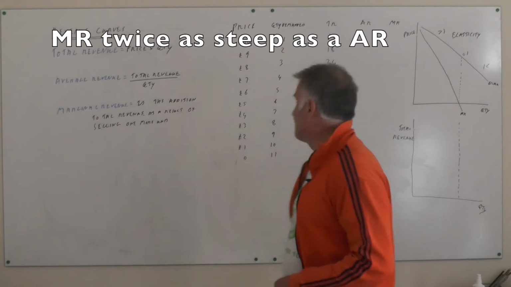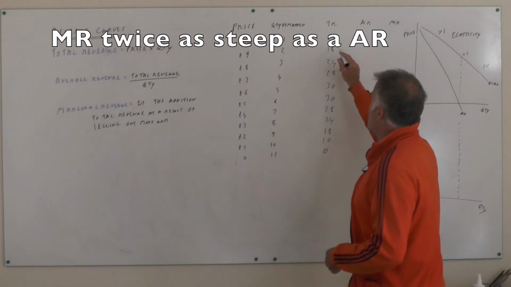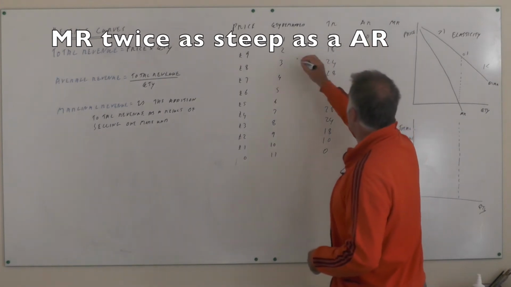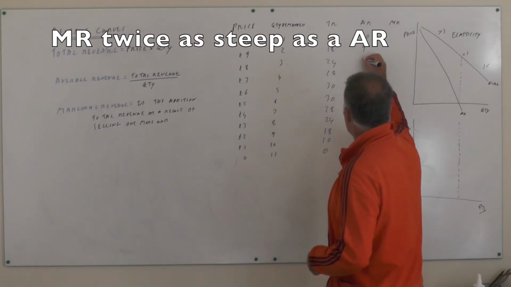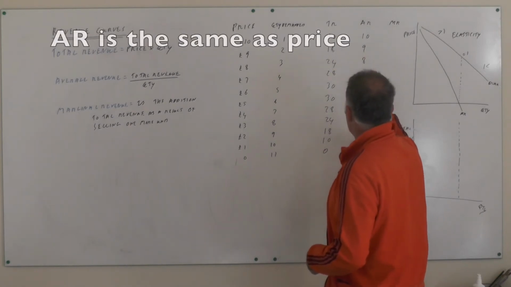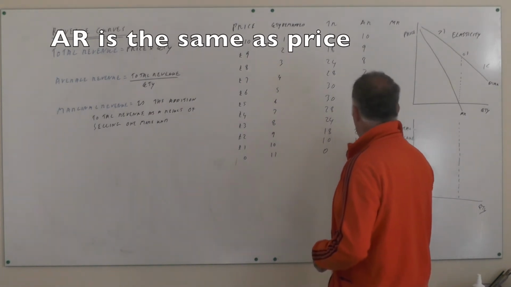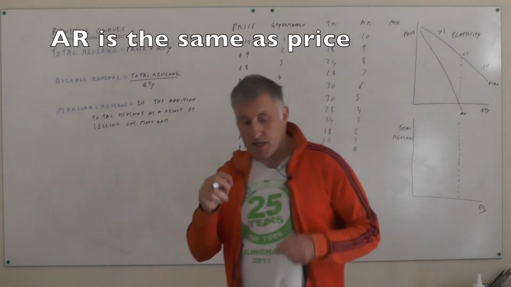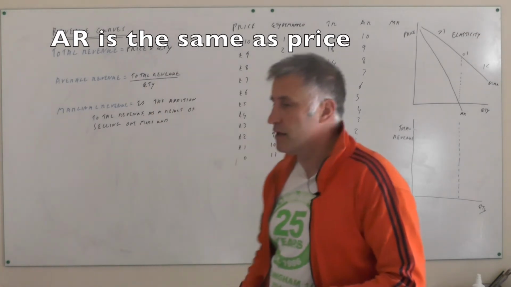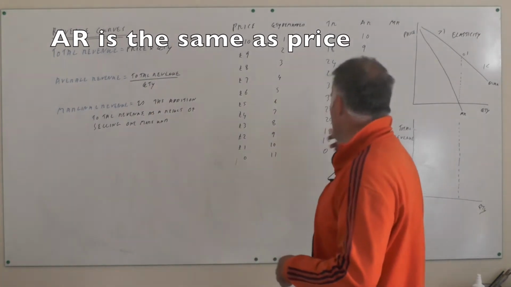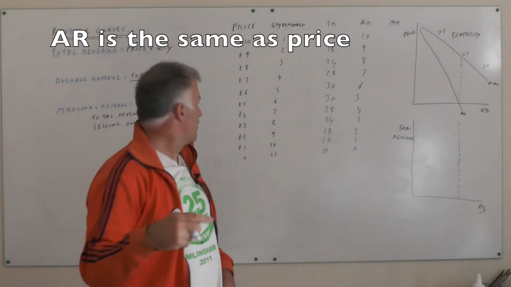Total revenue is price times quantity. To work out the average revenue, you just do total revenue divided by quantity. So 10 divided by 1 is 10, 18 divided by 2 is 9, 24 divided by 3 is 8, 28 divided by 4 is 7, then 6, 5, 4, 3, 2, 1, 0. What that means is the average revenue is the same as the price. So when we draw a demand curve, the average revenue is exactly the same, and then we can draw marginal revenue on there, which is the difference between the total revenue each time.